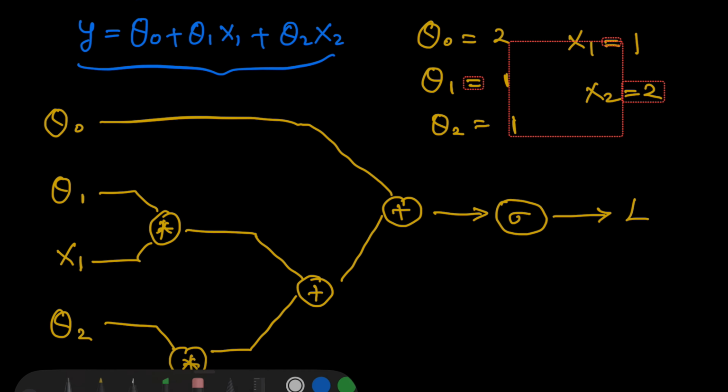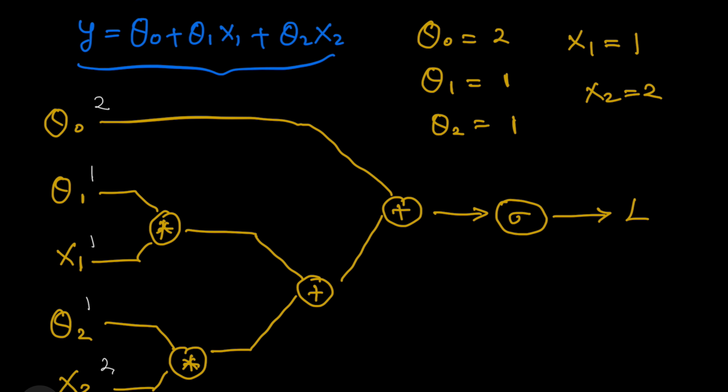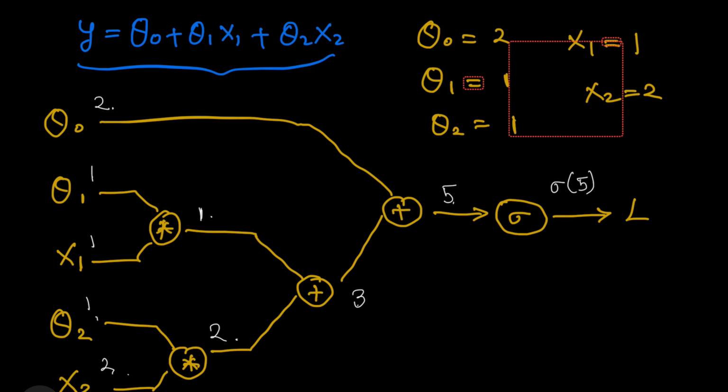The forward pass is nothing but simply taking the values and doing the computation. So theta naught is 2, theta 1 is 1, x1 is 1, theta 2 is 1, x2 is 2. So 1 into 1 would be 1, 1 into 2 would be 2, 1 plus 2 is 3, 3 plus 2 is 5, and then we calculate the sigma of 5, and then we calculate the loss, right? So that's what the forward pass is.